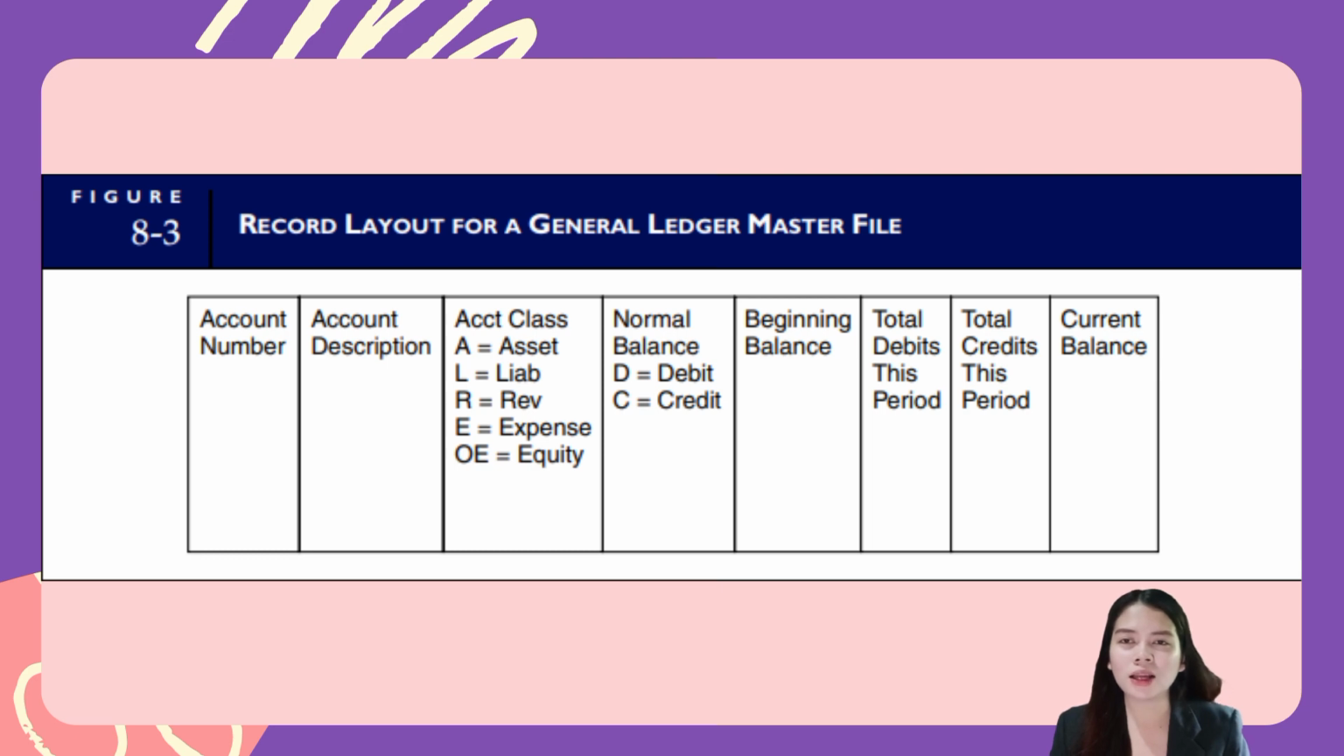The General Ledger History file has the same format as the GL master. Its primary purpose is to provide historical financial data for comparative financial reports. The journal voucher file is the total collection of the journal vouchers processed in the current period. This file provides a record of all general ledger transactions and replaces the traditional general journal.